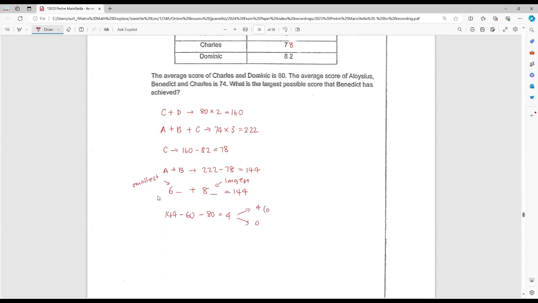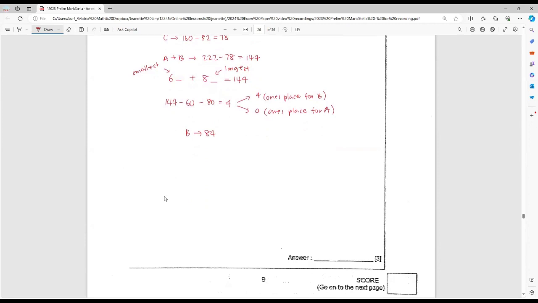4 will be the ones place for B. Then 0 will be the ones place for A. So what is the largest for B? 84. Okay, so answer is 84.